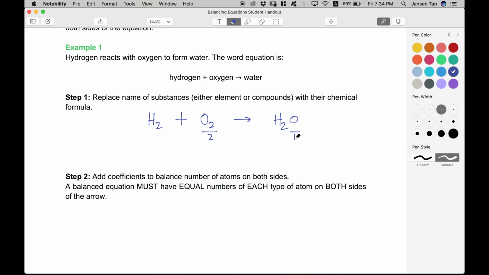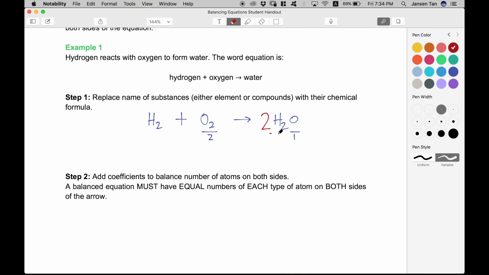How then can we balance a chemical equation? We can only balance equations by adding numbers in front of the substance itself, so we cannot add numbers behind. So on the left hand side, if I have 2 oxygen, on the right hand side I must make that 2 as well. So the only thing I can do is to put a 2 in front here. So this means there will be 2 times 2, 4 hydrogen, and 2 times 1, 2 oxygen.